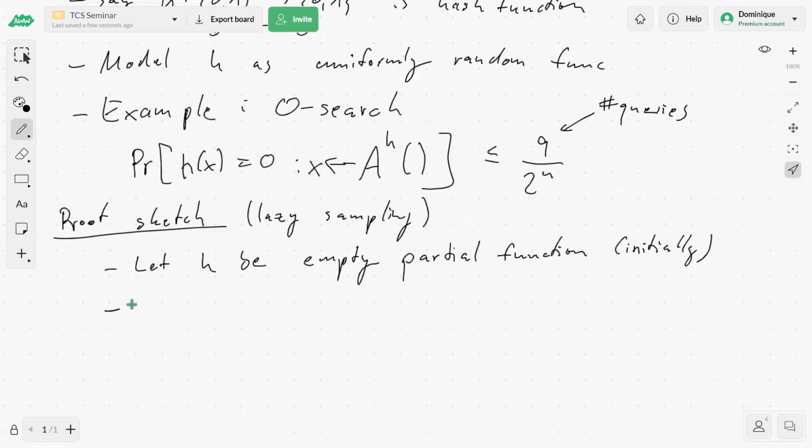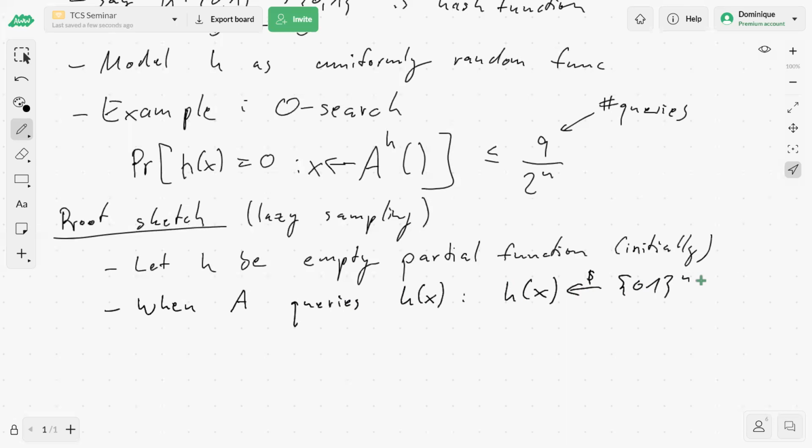Then whenever the adversary queries the function, so when there's a query h of x, we pick a uniformly random element from the range of this function. So any output of the function h is chosen on demand when we need it, and not in the very beginning.